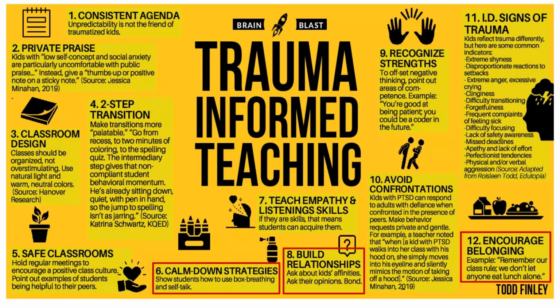Point out examples of students being helpful to their peers. And then I will move to number nine, recognize strengths to offset negative thinking. Point out areas of competence. For example, wow, you're so good at being patient. You would be a great coder in the future. Really encourage scholars to know that these skills are positive traits, character traits, and skill sets.